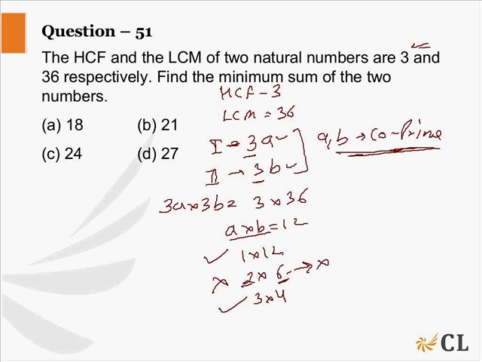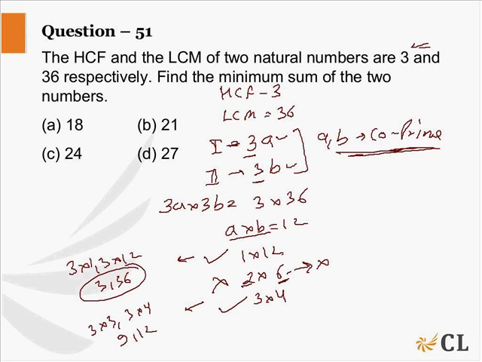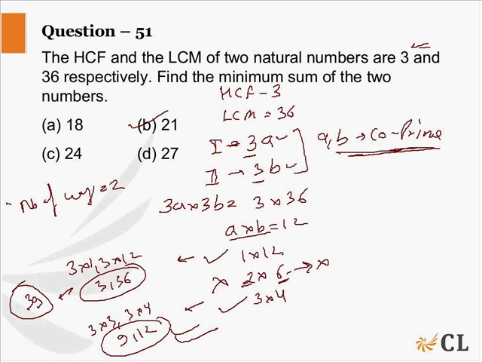So according to this, the numbers are 3 into 1 and 3 into 12, which is 3 and 36. And according to this, there are 3 into 3 and 3 into 4, which is 9 and 12. Minimum sum will give you this part, which is 21. Maximum sum is 39. Number of ways is 2. This can also be asked. How many pairs are there? So there are 2 pairs. Right?